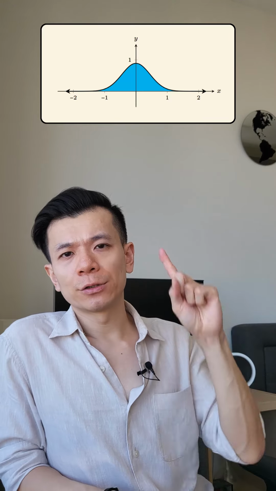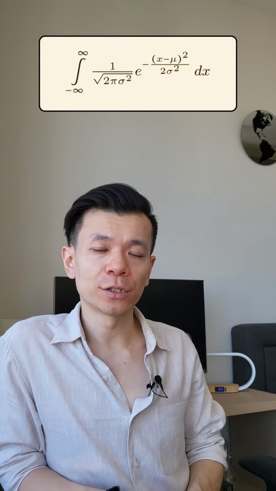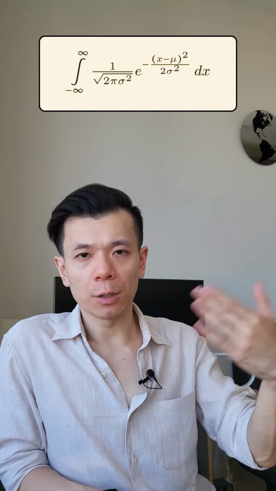Now today I actually want to show why the area under the bell curve will always be 1 regardless of the value of mu or sigma. So in other words, no matter what the mean or the standard deviation is for your normal distribution, the area under the bell curve will always be 1. Now to show why, we basically have to show why this integral will always equal 1: the integral from negative infinity to infinity of the probability density function.